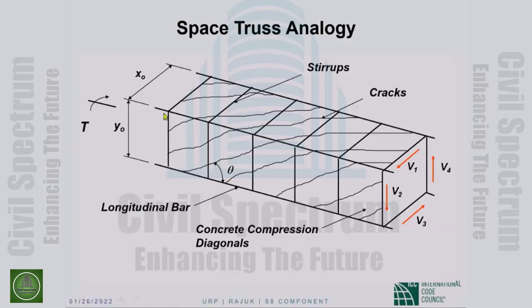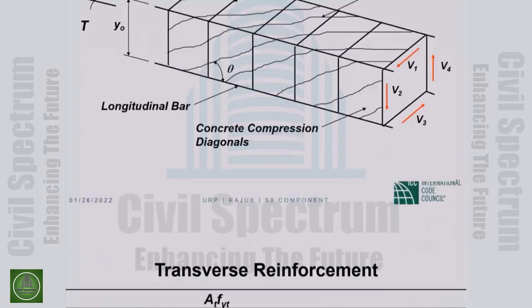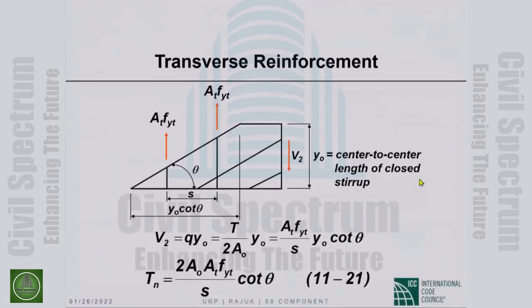Oh, and the dimensions of the cage are X sub 0 and Y sub 0. Those are taken from the center line of the reinforcement. So X sub 0, Y sub 0. Now the derivation of the nominal torsional strength T sub n.